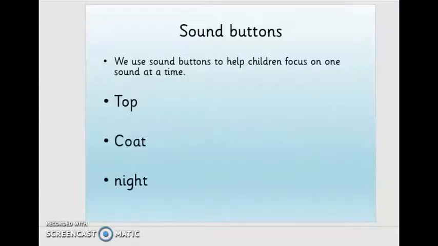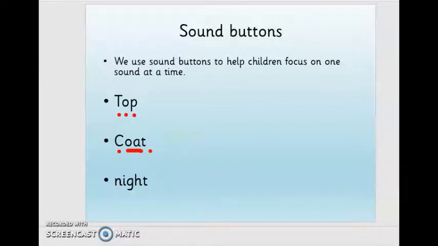So we've talked a little bit about the sound buttons there, but just for another example, as we are currently working in phase 2 phonics, this is the stage that we are at. So here we would be just looking at one letter making one sound. So in this word here we have the sounds t, o, p, to hear the word top. When we move on to phase 3, we will then be looking for the digraph, so c, and the digraph o, a, c, oat, to hear the word coat.